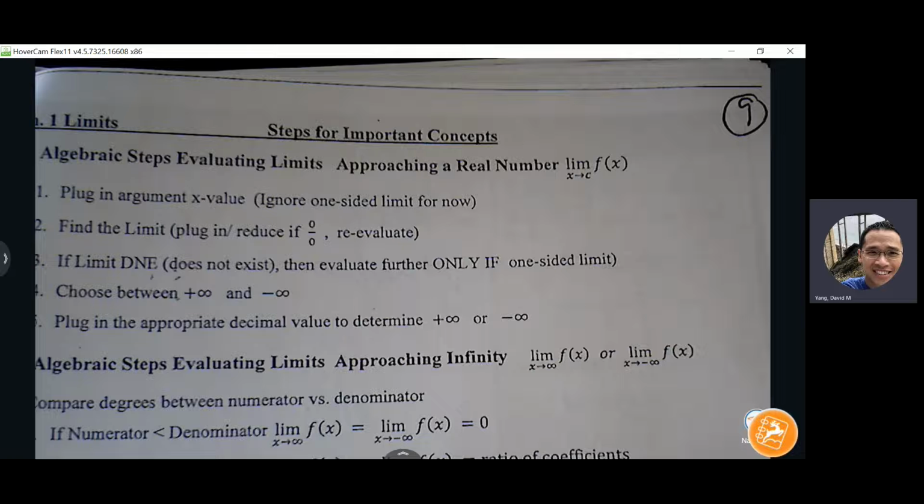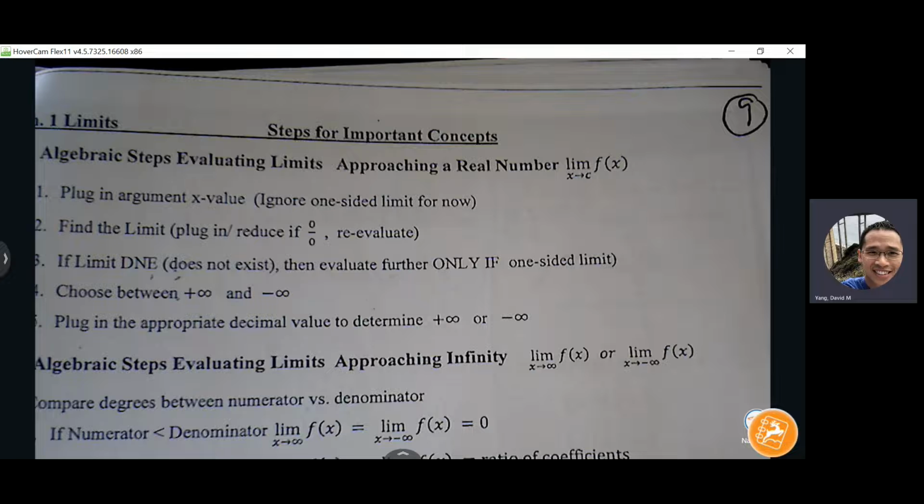Now, if you get a 10 over 0, 8 over 0, 9 over 0, then you know there's a vertical asymptote. And then if it's still a one-sided limit, then you know that you're going to test decimals between 2.9 or 3.1. That's the only time you do decimals, if you realize there's a vertical asymptote.